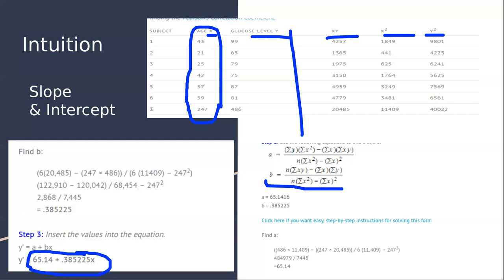Now, we have the regression line. It is this and this. So this is the slope, and this is the 65.4. Usually how to read a regression line: for every one unit increase in age, the glucose value increases by 0.385. That's it.